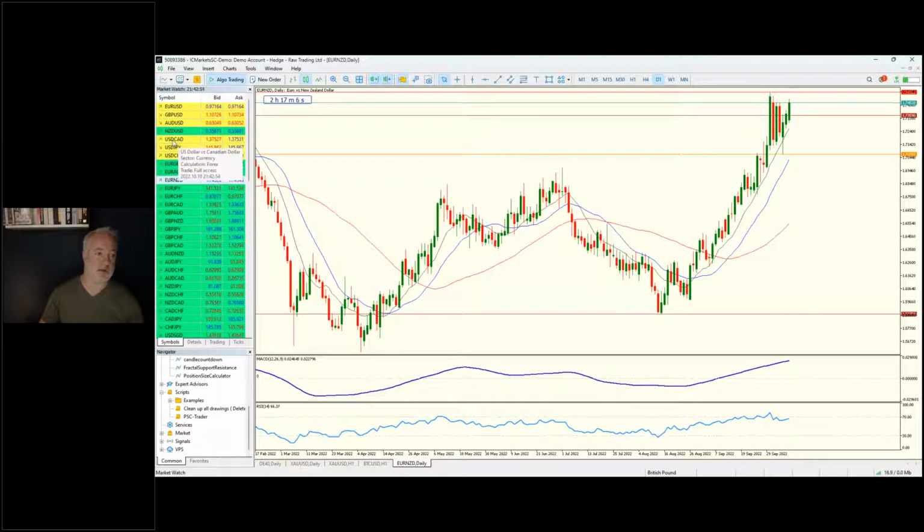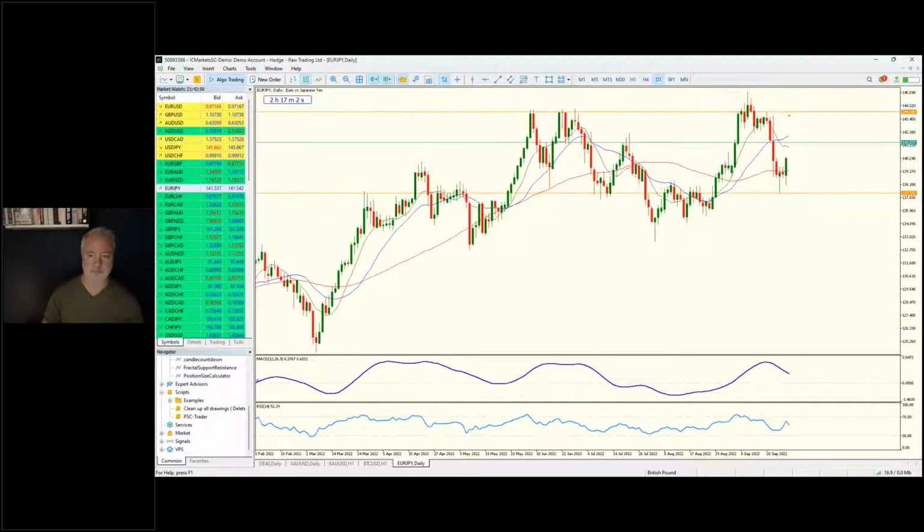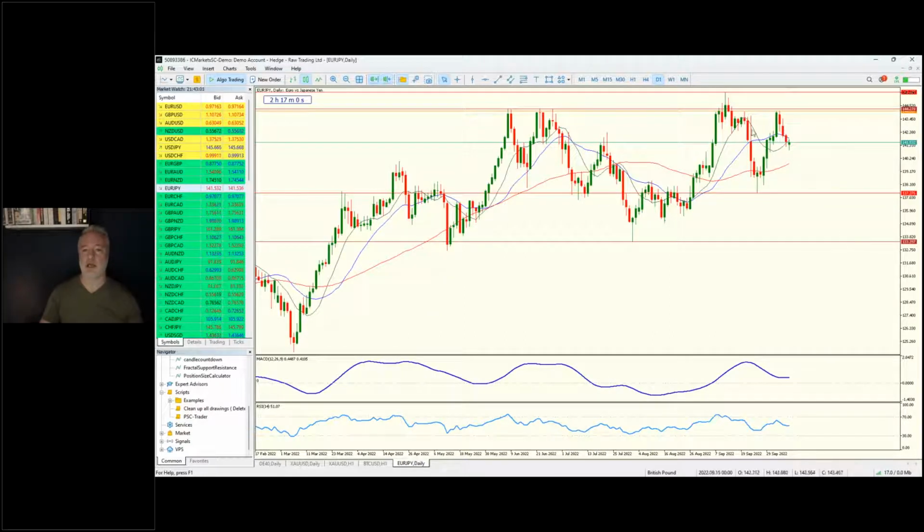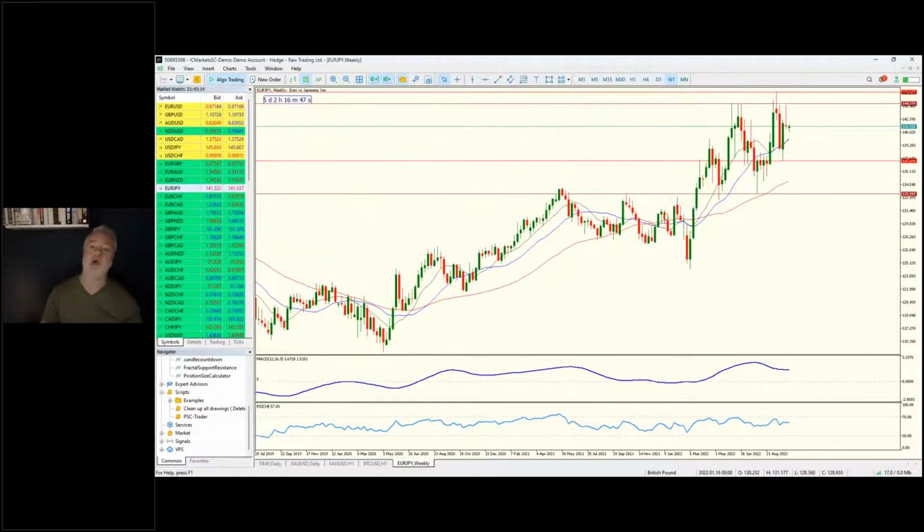Then we've got Euro Yen. Euro Yen is range bound. Why do I say that? It's stuck between this high and this low, and if you want to, you can include those lows as well. Not really offering. So let's go up the time frames, up to the weekly. Okay, so on the weekly, it looks a little bit different. We are trending a little bit higher.